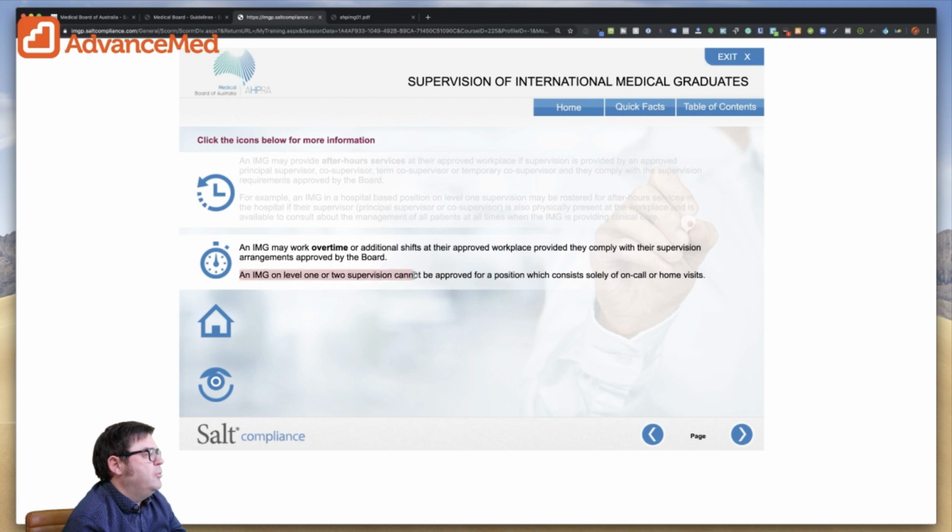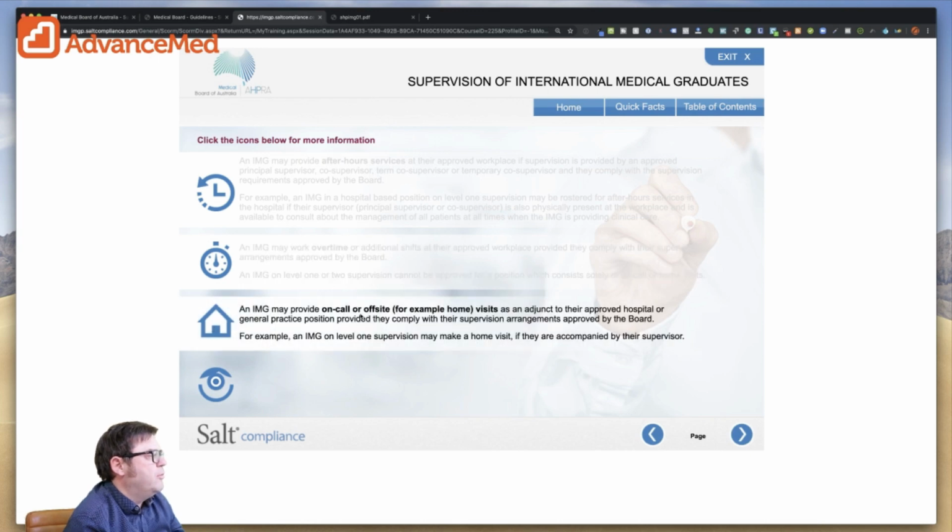An IMG on level 1 or 2 supervision cannot be approved for a position which consists solely of on-call or home visits. So that's to stop you being one of those doctor-to-your-door arrangements where you're much less likely to get supervision. Basically, to be honest, those programs don't work if you have to have a supervisor tag along with you the whole time. An IMG may provide on-call or off-site visits as an adjunct to the approved hospital or general practice position, provided they comply with the requirements.